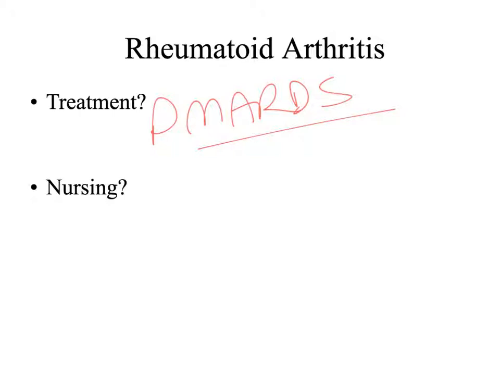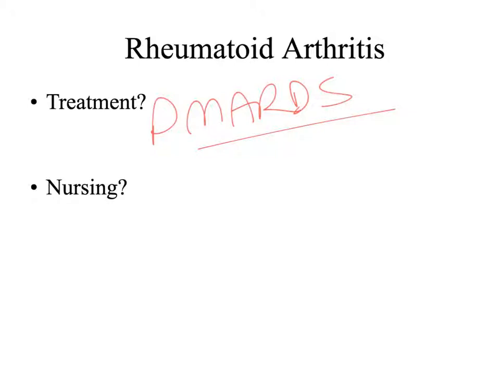Nursing care for a patient with rheumatoid arthritis. There are some non-pharmacological interventions that we can assist with. First of all, we want to encourage adequate rest and proper positioning. Application of heat and ice can also help with pain management. Again, we want to make sure we educate regarding the safety of using these modifications.